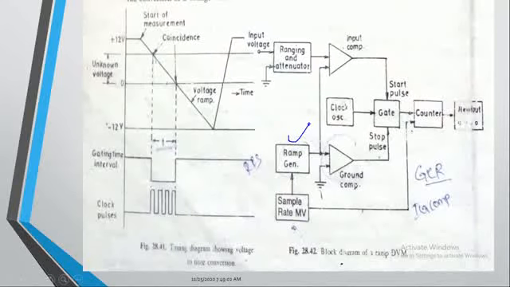This signal I'm assuming as a known signal, and this is the unknown signal. It means I know the signal voltage over here, but I don't know the voltage of the input signal. So these two signals are compared by the comparator.